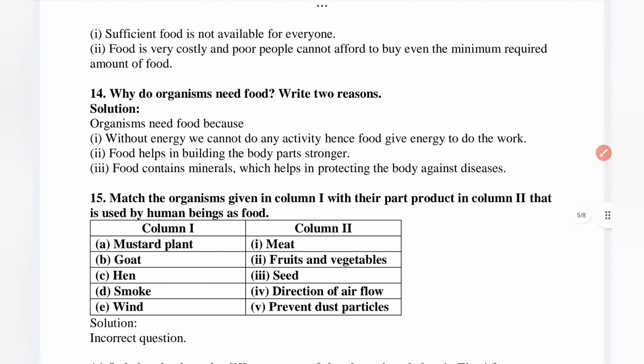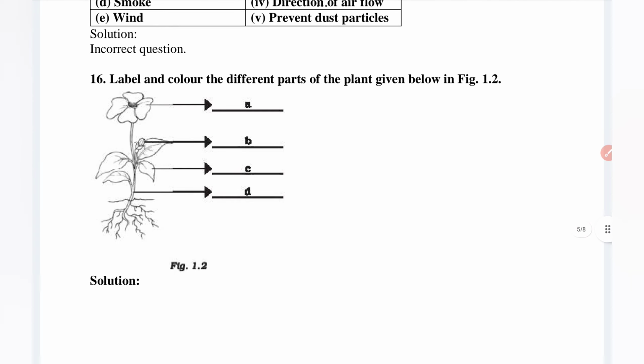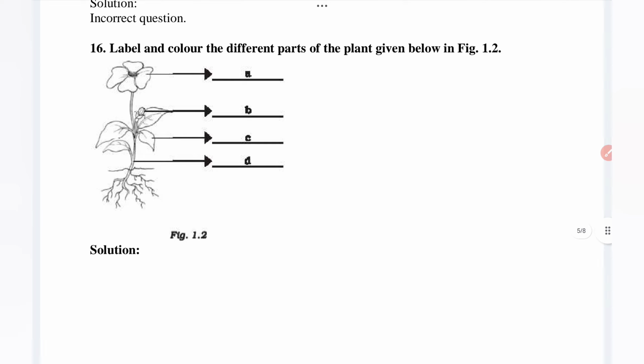Like, sufficient food is not available, not suffering food. Why do organisms need food? Right, two reasons. This is the 14th question, and the solution is given here. You can see the 15th question also: match the organisms given in column 1 with their parts and products in column 2 that are used by human beings as food. Then after that you can see the 16th question: label the different parts of the plant given below in figure 1.2.